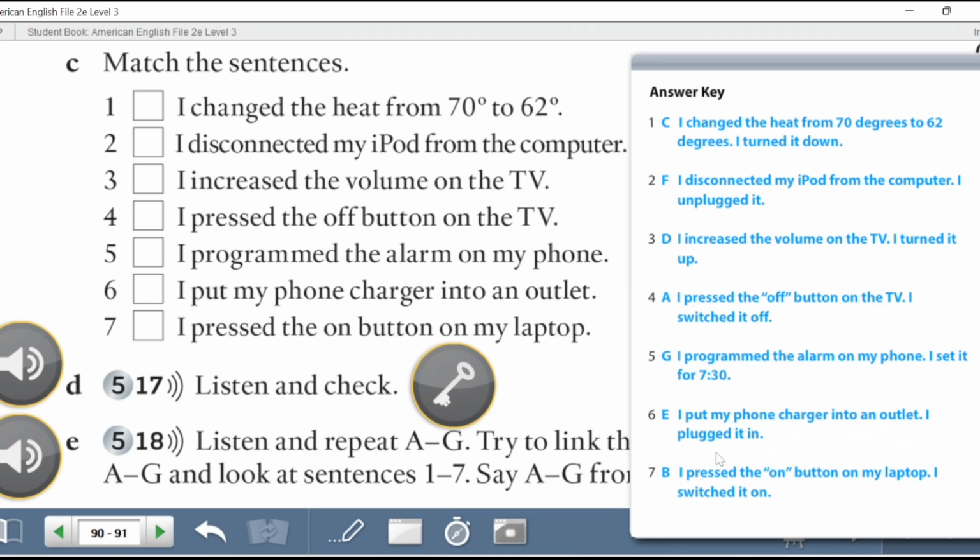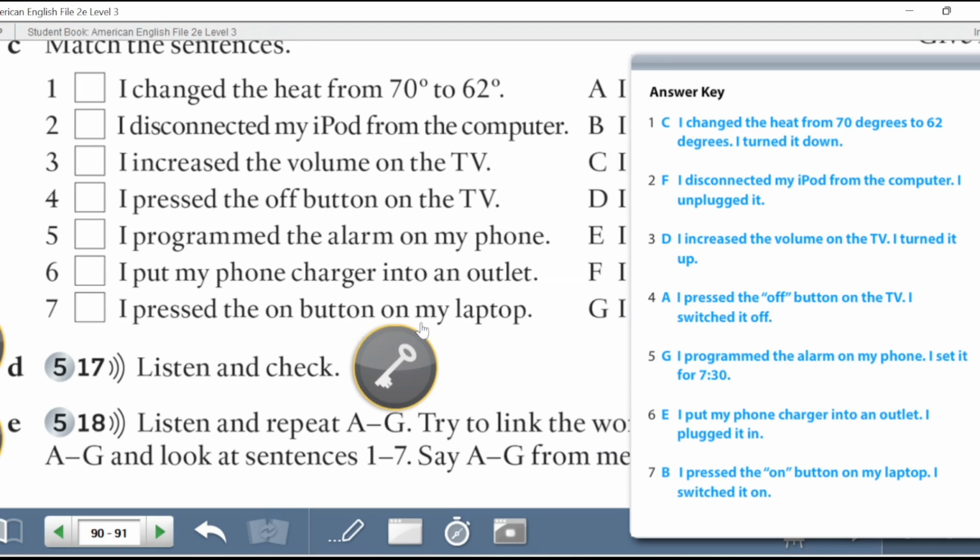I plugged it in. یا I plugged the charger in. I plugged it in. Number 7 I pressed the on button on my laptop.